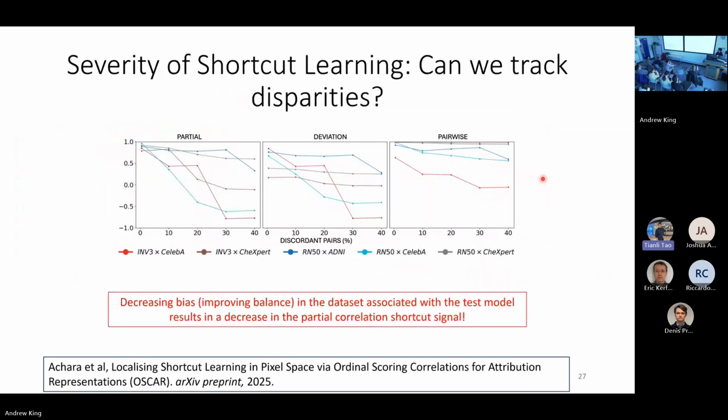What's the final outcome? We can compute different types of correlations, and on the x-axis we have an increasing amount of balance, or decreasing amount of bias, for different models. The core idea is that as the bias decreases, our correlation values also decrease, the cleanest being the partial correlation. This mimics the kind of performance disparities we get when we have lower bias in the model. If the bias reduces, the performance disparities across subgroups will reduce, and similarly the correlation shows the same.